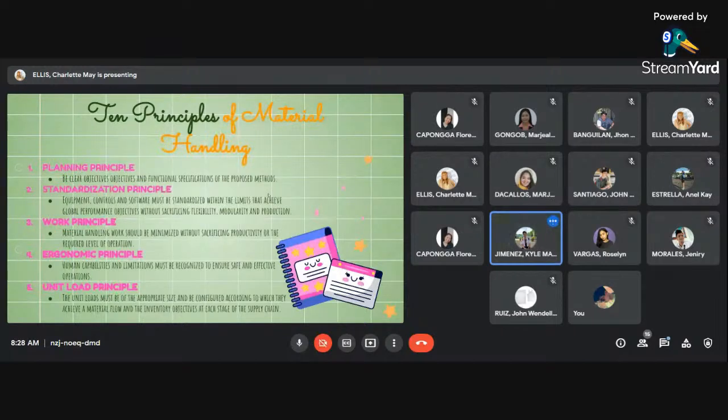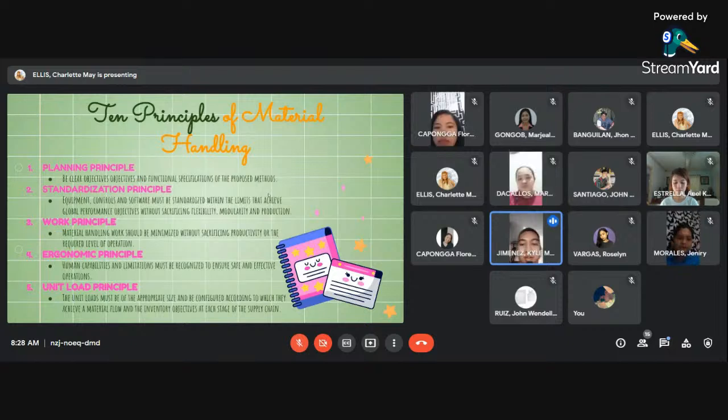Tapos, and second, standardization principle. Equipment controls and software must be standardized without sacrificing flexibility, modularity, and productivity. So dito sa pangalawa natin, standardization. The planner should select methods and equipment that can perform a variety of tasks under a variety of operating conditions and in anticipation of changing future requirements.